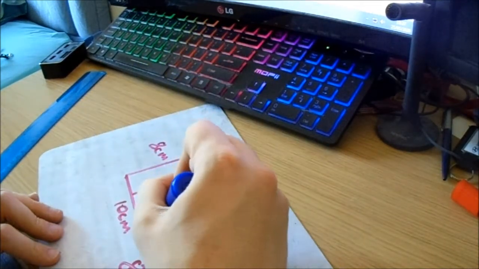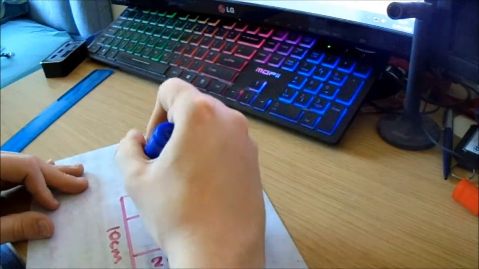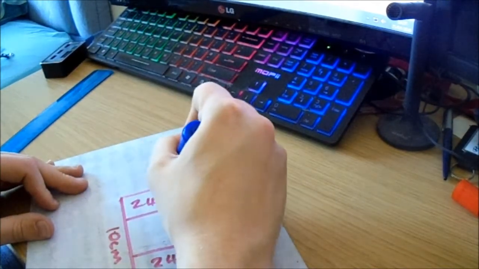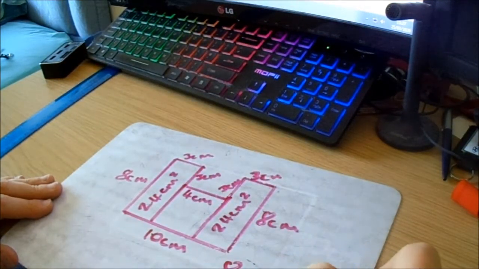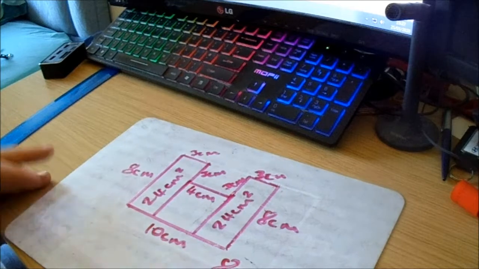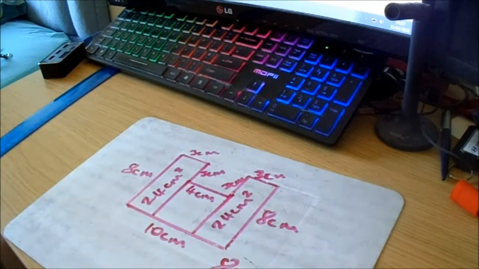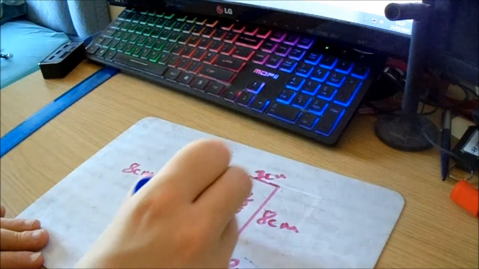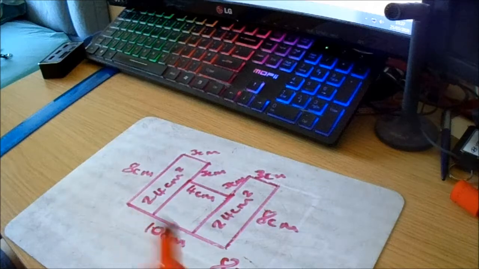So each of these shapes, their area is 24 centimeters squared. So I've got 2 of those. For my final shape in the middle, another rectangle, I don't actually know the value of these sides here. So I'm going to have to work that out.